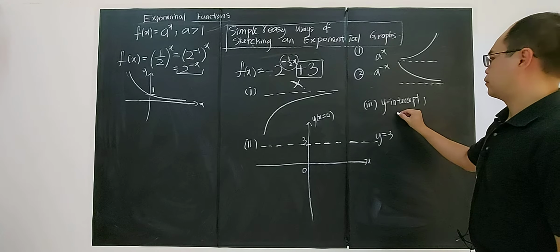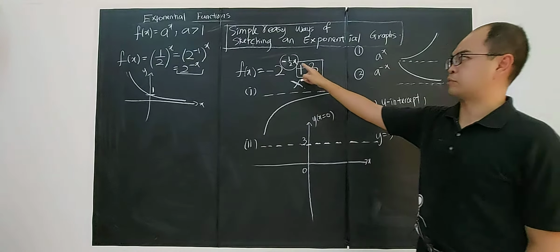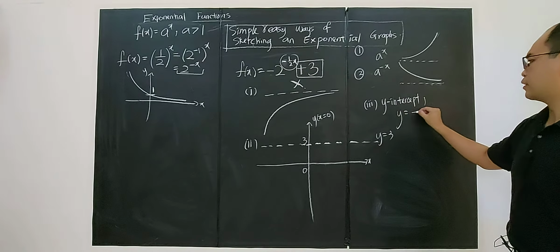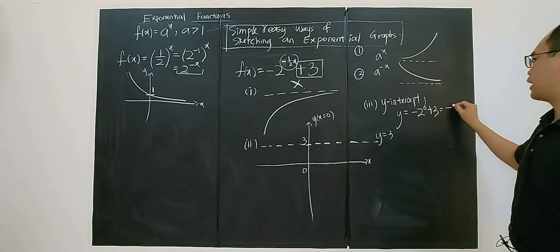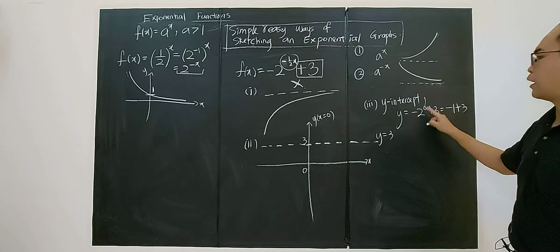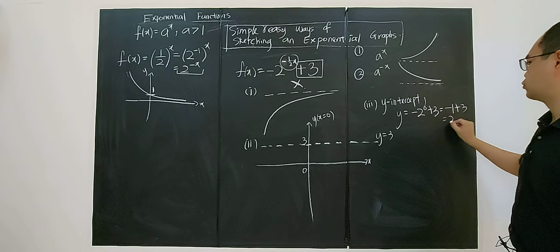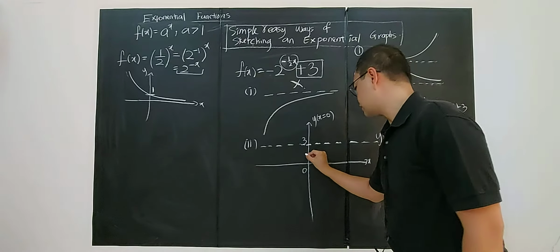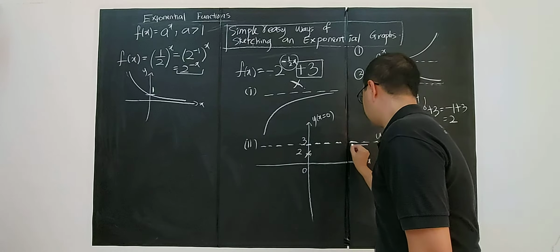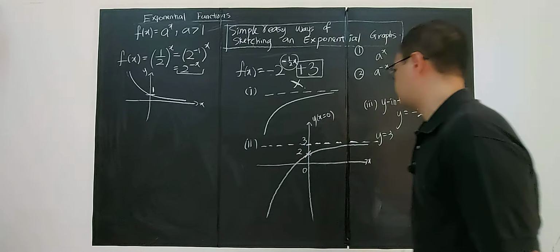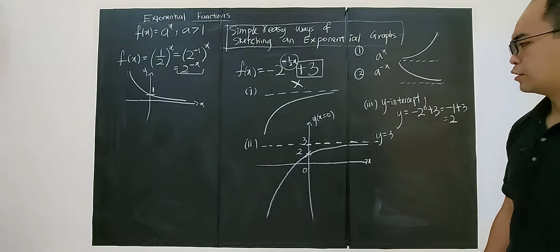So you have y equals, substituting here, negative 2 to the power of 0 plus 3, which will be negative 1 plus 3, right? 2 to the power of 0 is 1, so you have 2. So it means they will intersect at the positive value, 2. So the graph will be moving such that this is the shape of the graph, alright?